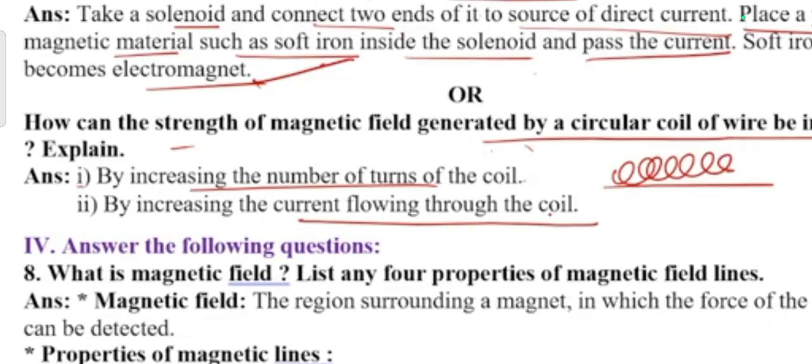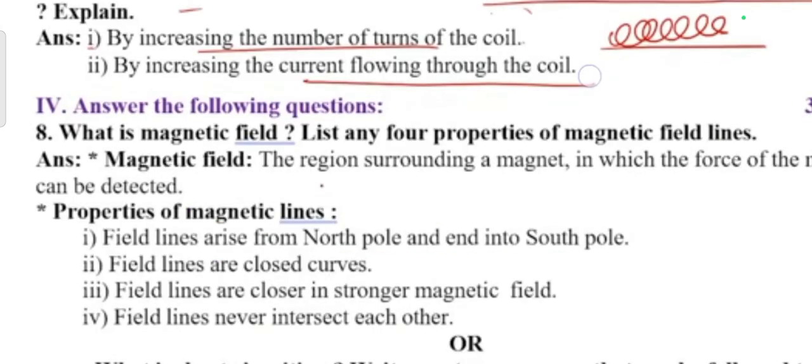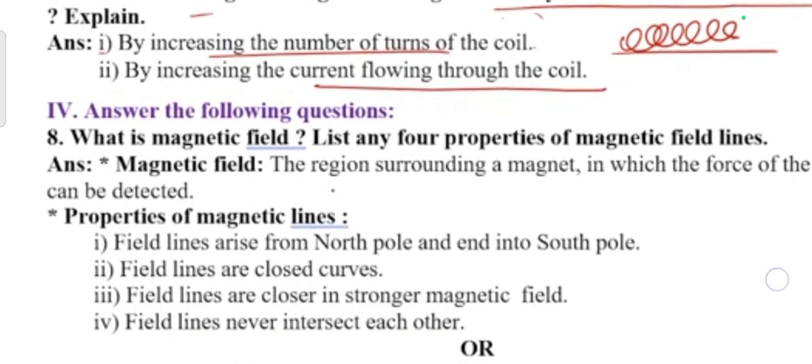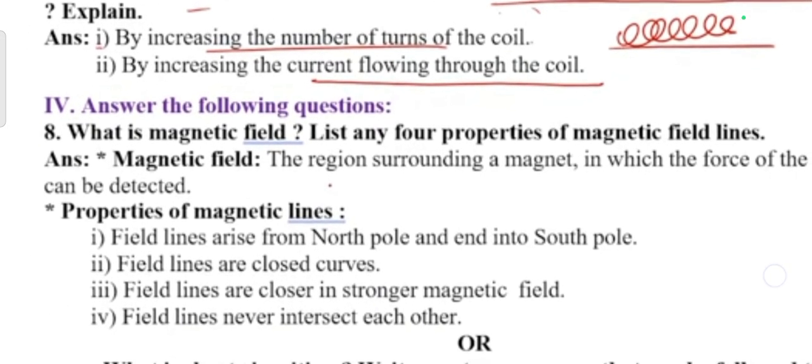Next, answer the following question. What is magnetic field? List any 4 properties of magnetic field. The region surrounding a magnet in which the force of the magnet can be detected. Properties of magnetic lines: field lines arise from the North Pole and end in the South Pole. Field lines are closed curves. Field lines are closer in a stronger magnetic field. Field lines never intersect each other.